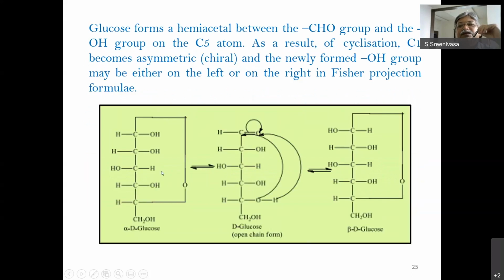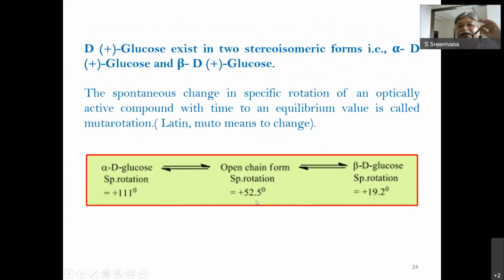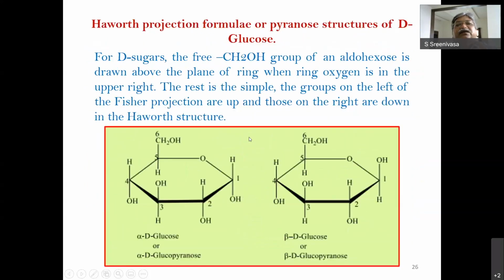Whatever the sugar, this will open up to form this, and ring closure will take place. While ring closure takes place, it will form either alpha glucose or beta glucose. The percentage of formation will be different. Based on that, the specific rotation changes to 50.5. So like this, we have assigned the structures for glucose, that is alpha-D-glucose and beta-D-glucose.